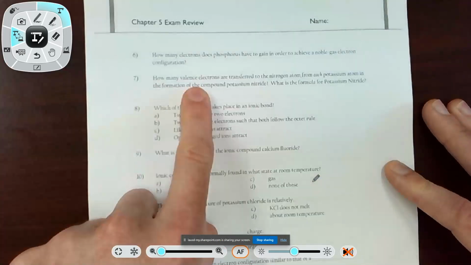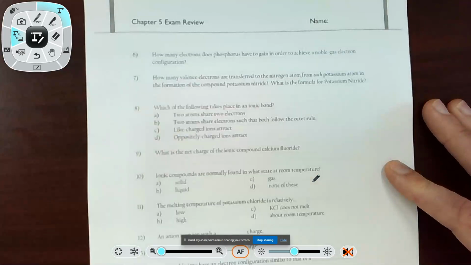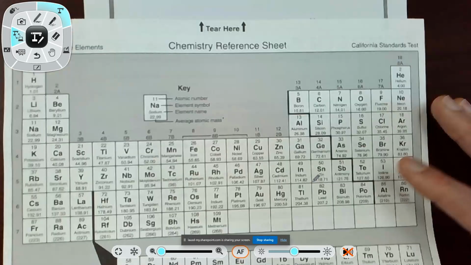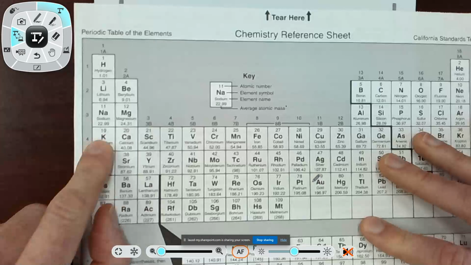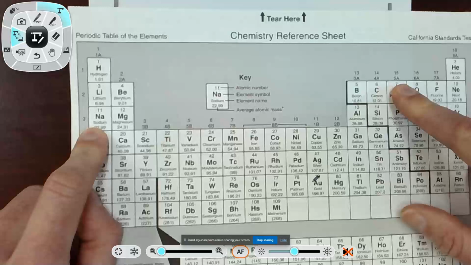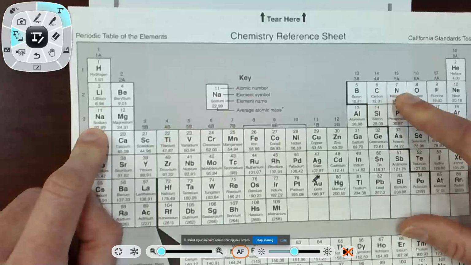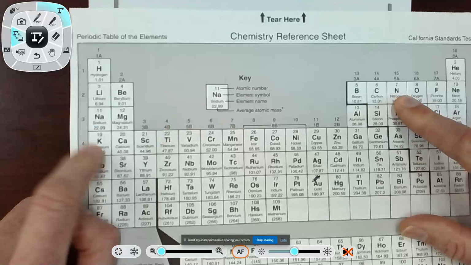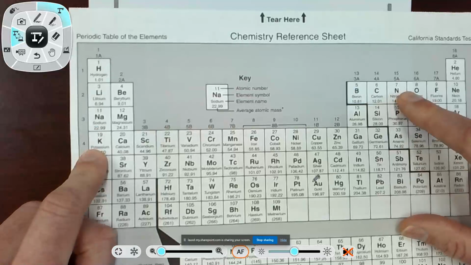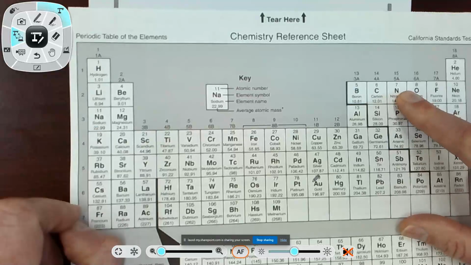Number 7, how many valence electrons are transferred to nitrogen from each potassium in the formation of potassium nitride? What is the formula for potassium nitride? Here we're dealing with potassium, which is in group 1, so it has 1 valence electron. And nitrogen is in group 5A, so it has 5. That means nitrogen needs to gain 3 valence electrons. However, potassium has only 1 to give, so it can only transfer a single valence electron over. That means in order to have nitrogen reach a stable octet, it needs 3 different potassium atoms.